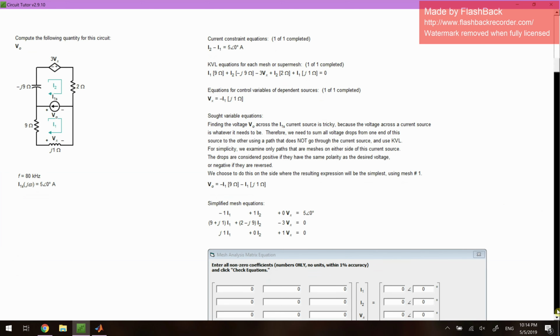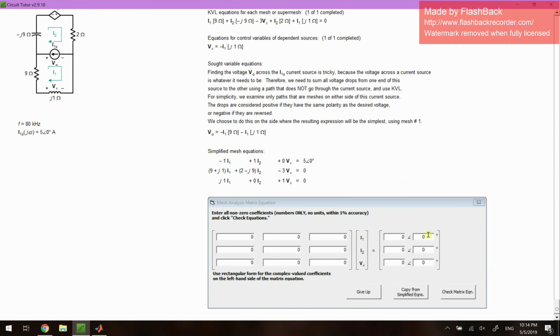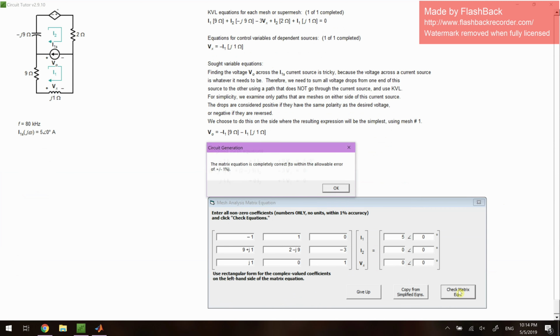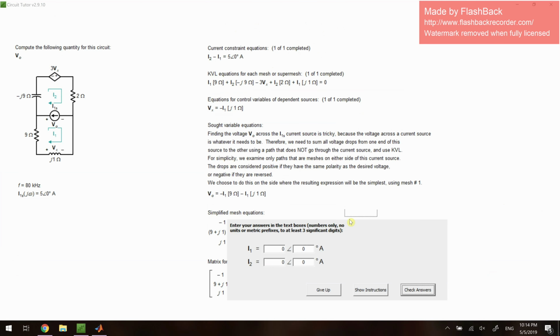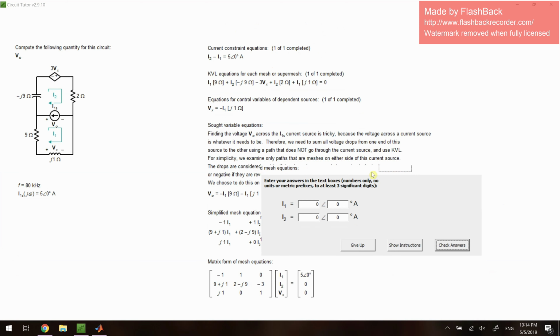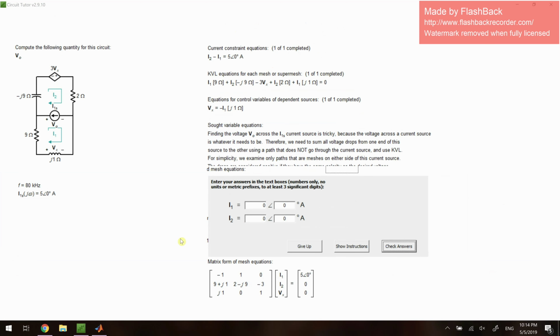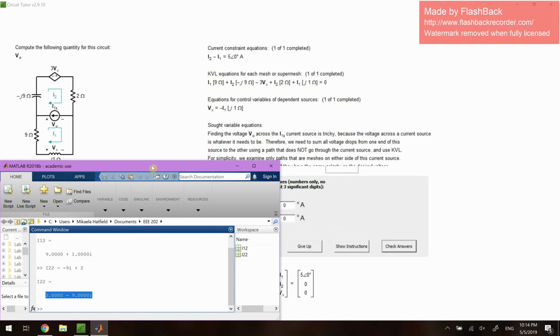Now it looks like we are asked to put it into a matrix. Conveniently, you can just hit copy from the equations that you just simplified, and Circuit Tutor will put it into a matrix for you. Now we have to solve that matrix. This we're going to use MATLAB for.